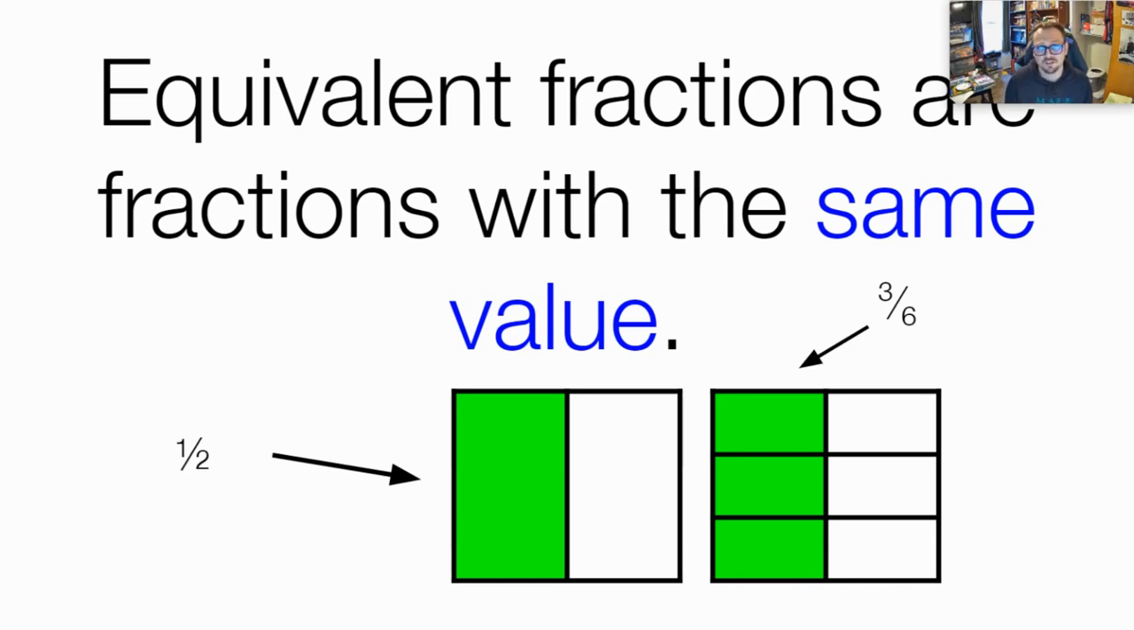Something else I'd like you to notice is that when you look at the denominators, the bigger the denominator, the smaller your pieces get. When we only have two pieces in a whole, those pieces are pretty large. When we have something cut into six, a 1/6 piece is much smaller than a 1/2 piece. Sometimes people get confused about that. We usually think that the bigger a number is, the bigger the fraction is, but in fractions, the bigger the denominator, the smaller the pieces are getting.